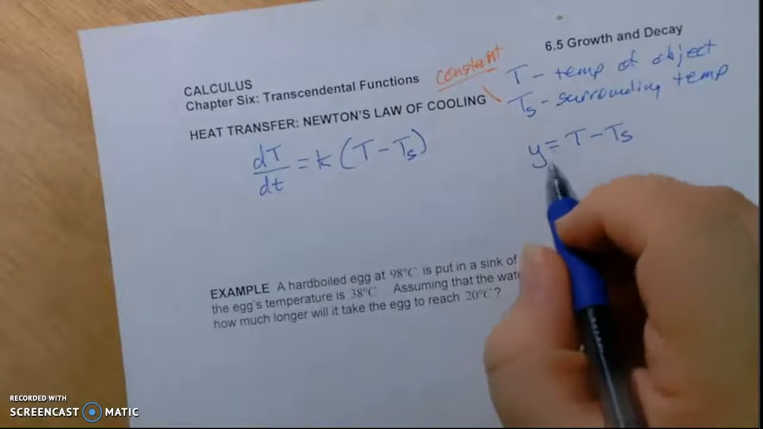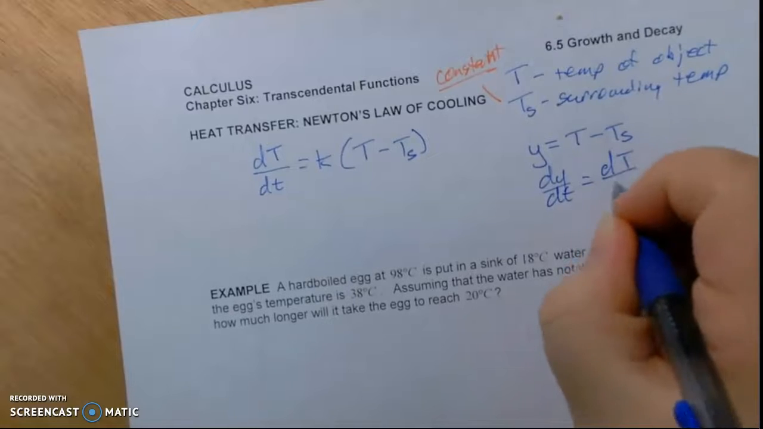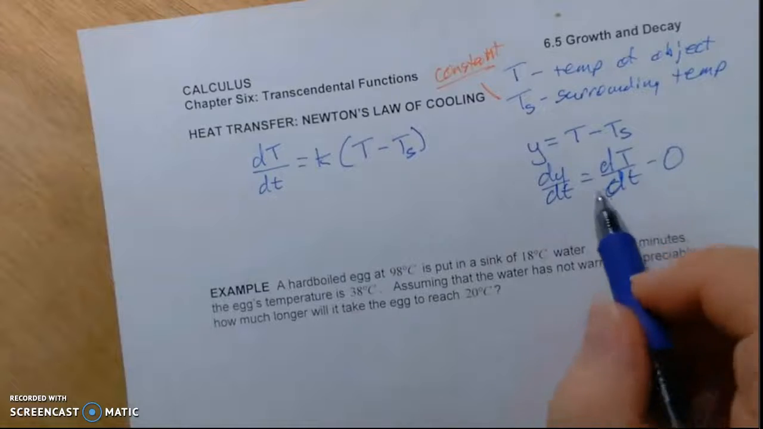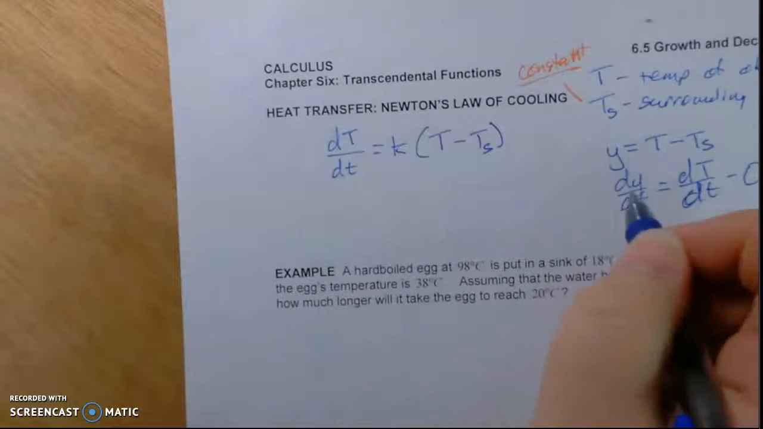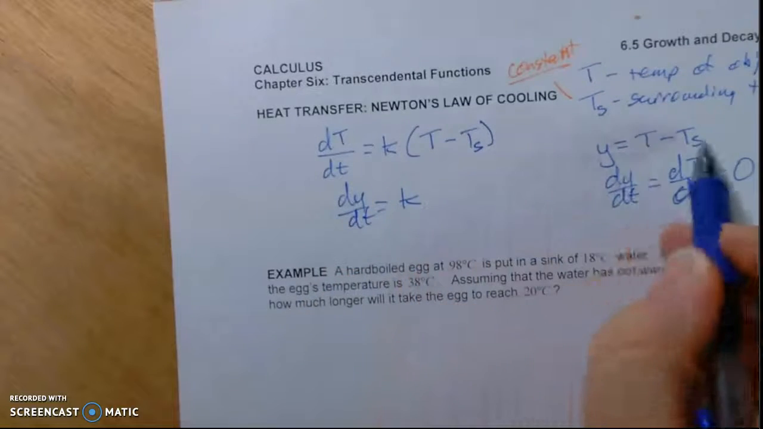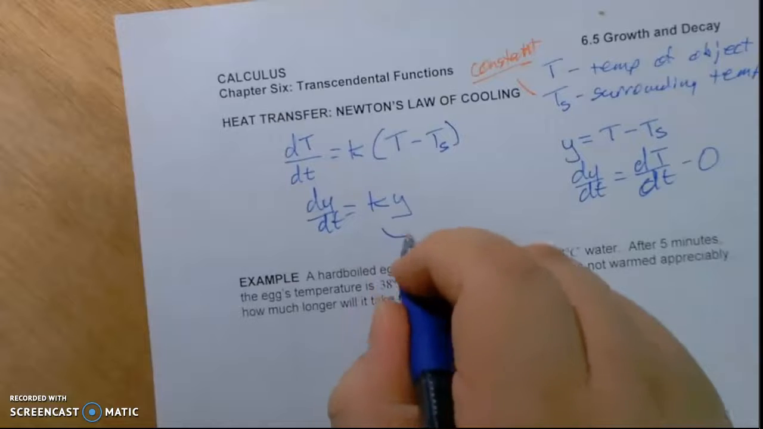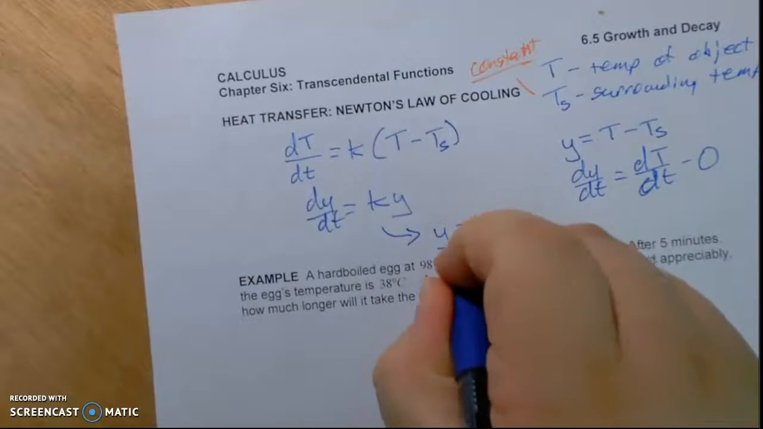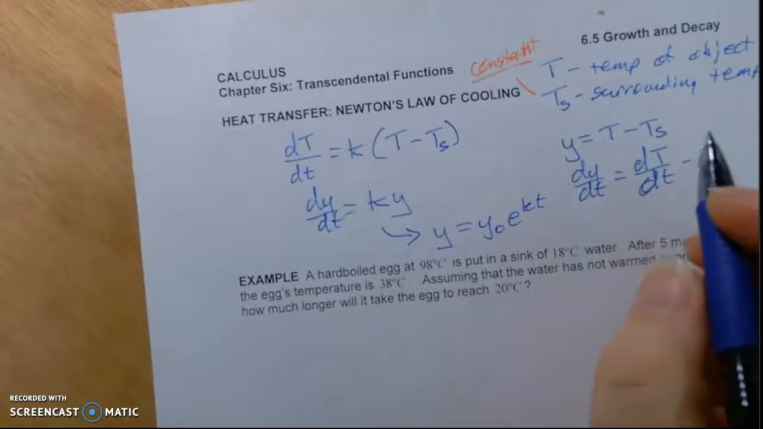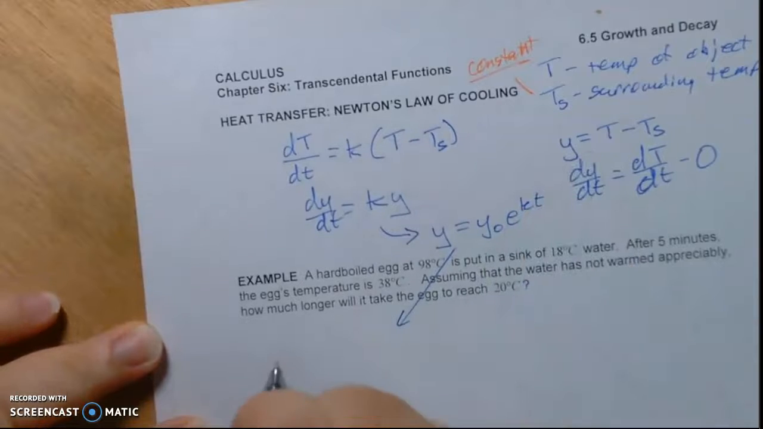So when we take the derivative with respect to time, we get dy/dt equals dT/dt minus 0, because this is a constant. So dT/dt equals dy/dt, so there's our substitution. K can stay. T minus Ts is y. So there we have it: dy/dt equals ky. We know from the law of exponential change that becomes y equals y naught e to the kt. So we use our substitution to go back to temperature.